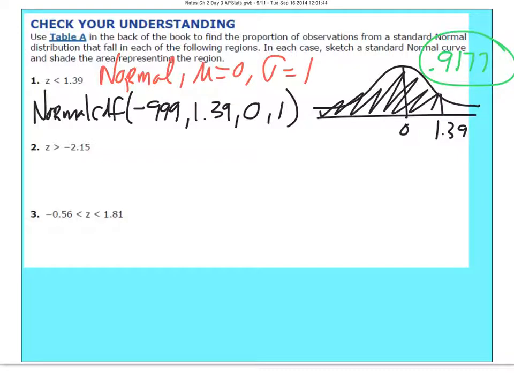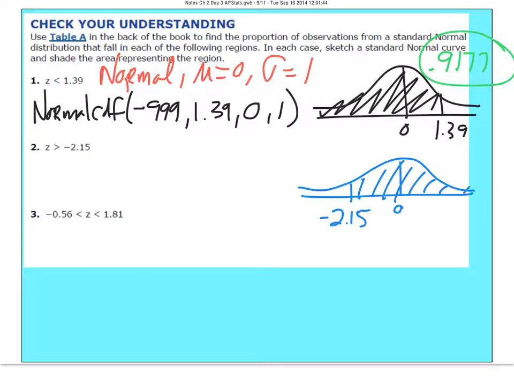Let's find the probability or the area under the curve or the percent if the z-score is greater than negative 2.15. Doing a quick sketch of that, we're going to see that we want to have everything above negative 2.15, so it's going to be to this direction. Now, if you do use Table A, I do recommend using the negative z-score table. Again, I'm just going to use the normal CDF calculations, and to write that, just do normal CDF.